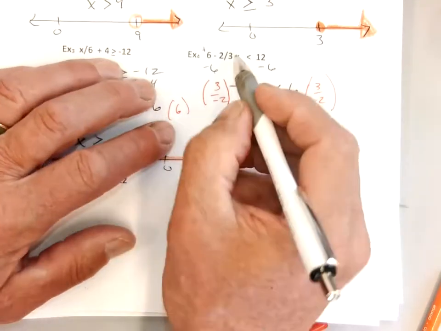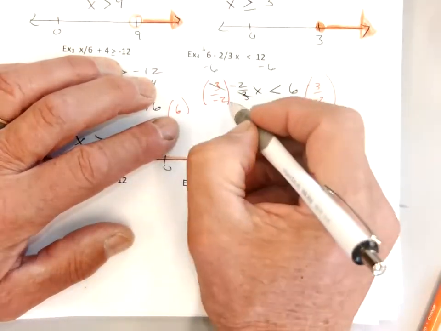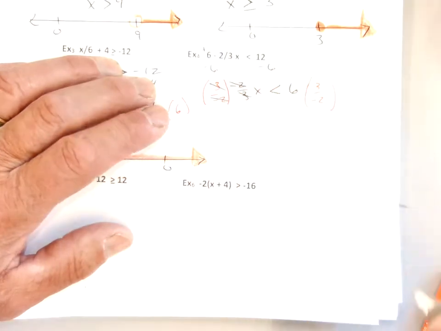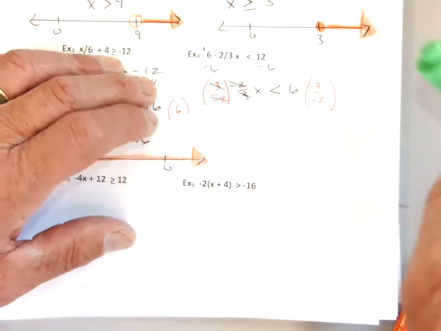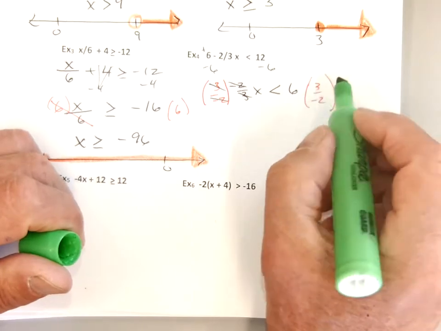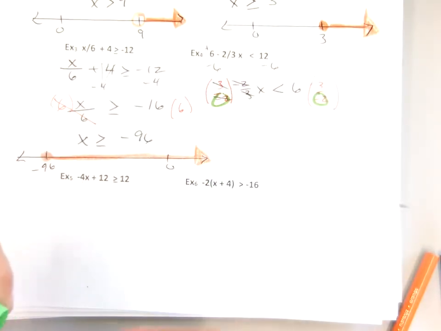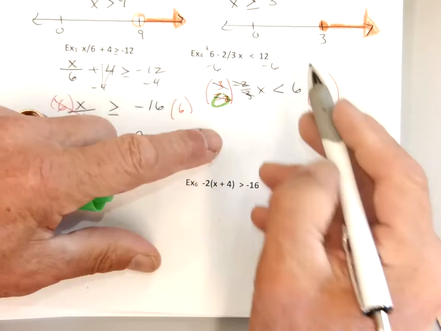then I can cancel the 3's. I can cancel my negative 2's, but I have to be careful because I divided by a negative. I multiply by a negative, actually. So I'm going to turn my sign.